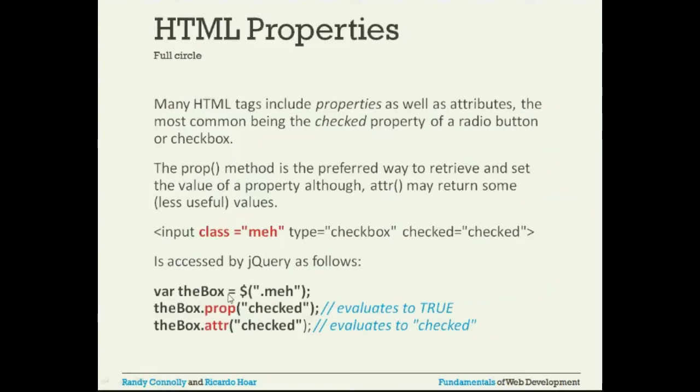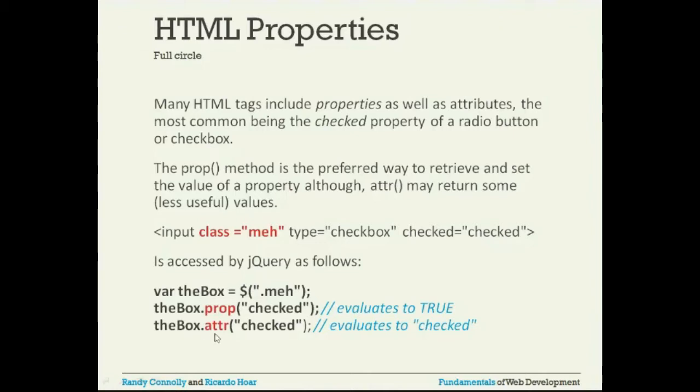var the box. This is the variable. The box is equal to jQuery shortcut notation dollar dot meh. So it will get this particular element. Dot meh matches with this one. Once it gets that element, the box dot prop checked. Okay, if you call the prop method, it will evaluate and say true or false. If it is set as checked, it will return true. If it is unchecked, it will return false.